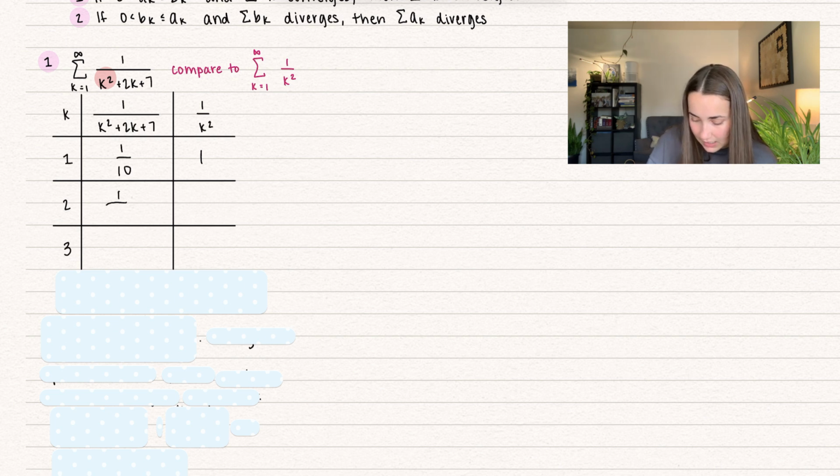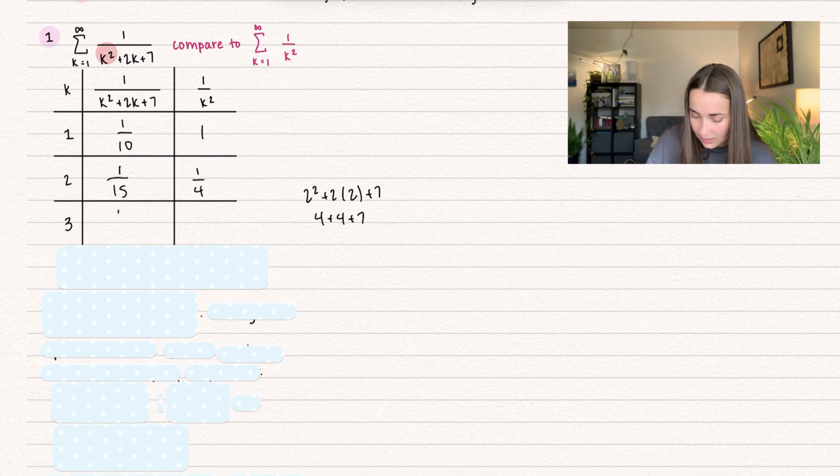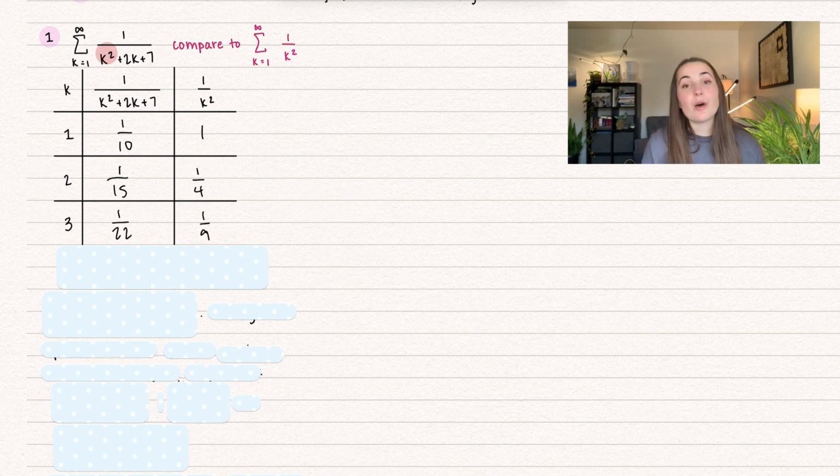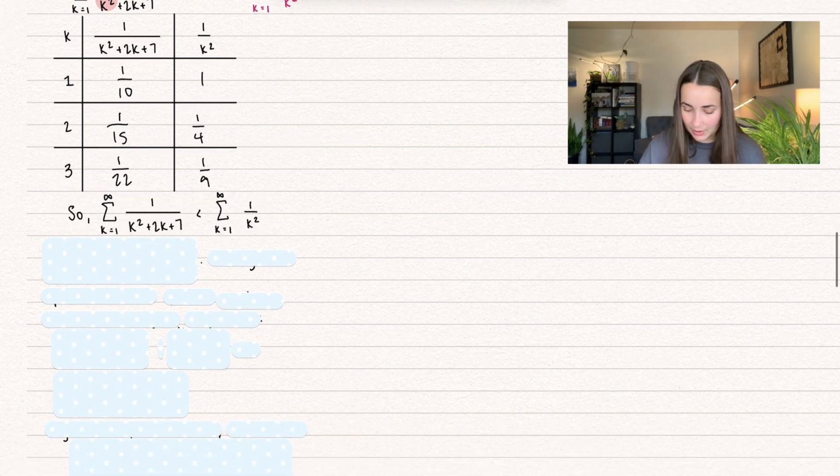So if we plug in 2, that's going to be 2 squared plus 2 times 2 plus 7. 4 plus 4 plus 7, that's going to be equal to 15. So 1 over 15. And then here, we're going to get 1 over 4. Again, you can see what's smaller. I'm going to do one more, k equal to 3. So we get 1 over, and let's plug that in. So 3 squared is a 9 plus 6 plus 7. That is equal to 15 plus 7, which is equal to 22, right? So 1 over 22 compared to 1 over 9. So I took a couple just to make sure we knew which one was smaller, right? So we have our original series is going to be less than this new series that we're comparing, right?